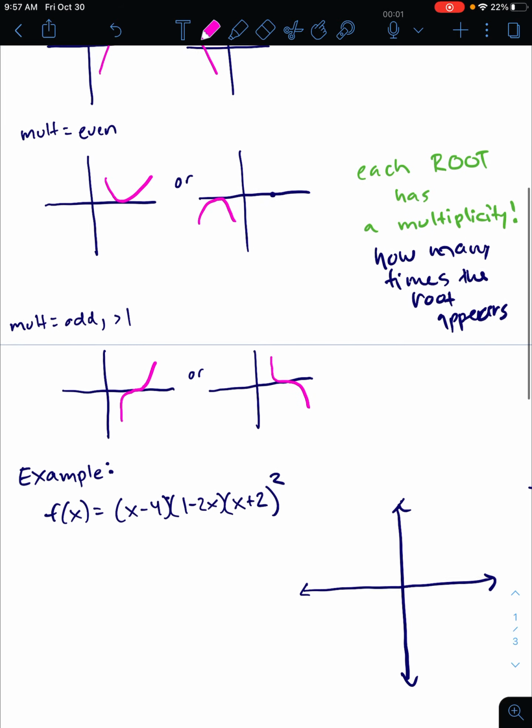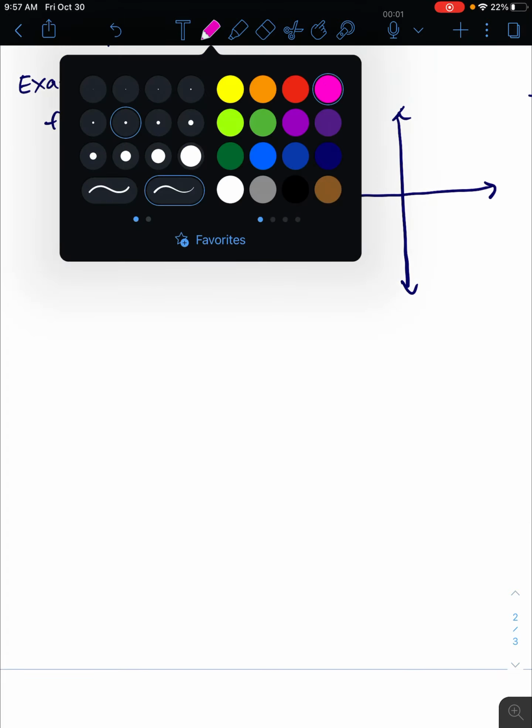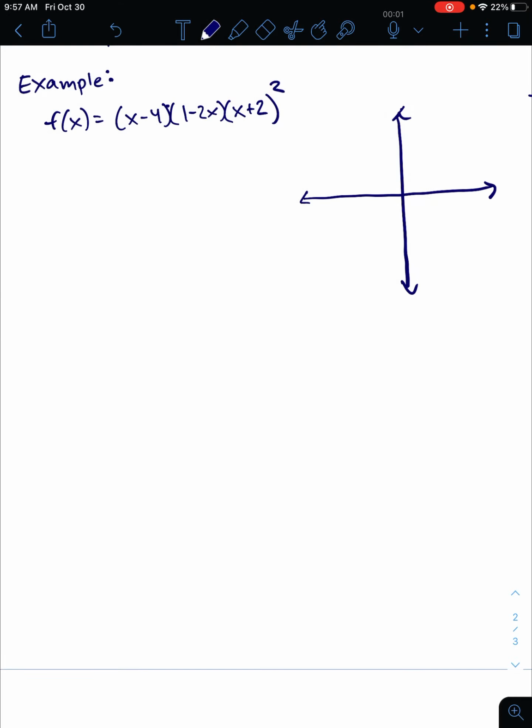Okay, let's just talk about an example to make all of that a little more concrete. So when I see an equation like this, the first thing I'm going to do is to write out my roots and my multiplicity of each root. So each root has a different multiplicity. So my roots here, I have 4, I have 1/2, and I have -2.